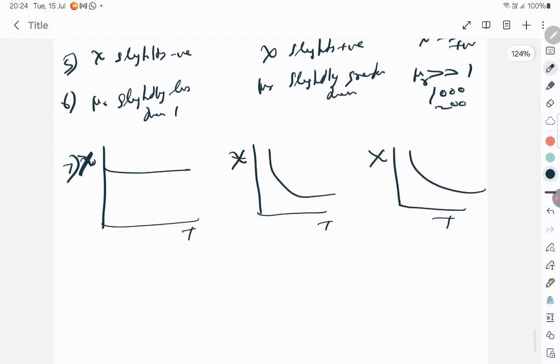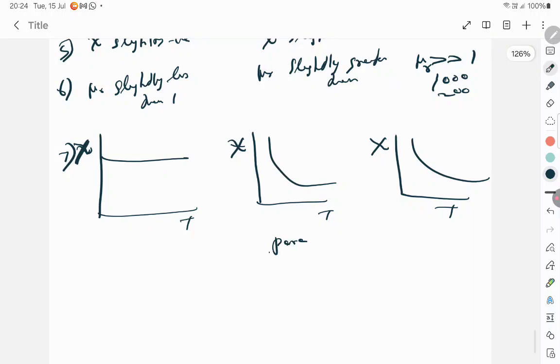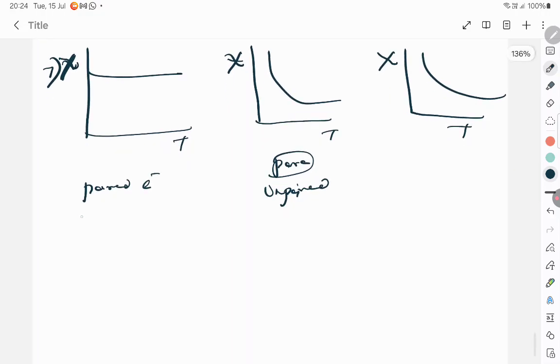And one more point I'll say: paramagnetic has unpaired electrons, whereas diamagnetic has paired electrons. Because dia has paired electrons, the net moment will be 0. Net moment is always 0. Why? Because the paired electrons spin in opposite orientation and the magnetic moment gets cancelled. Whereas unpaired electrons are there in para, so there will be a net magnetic moment.